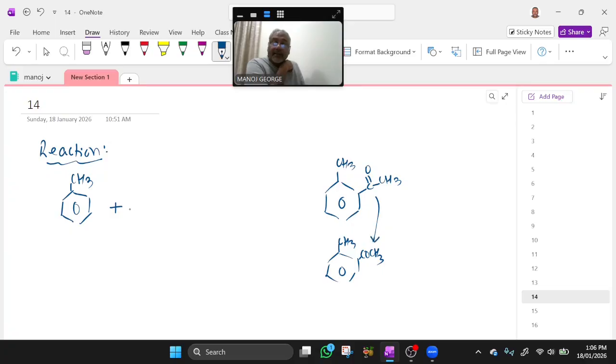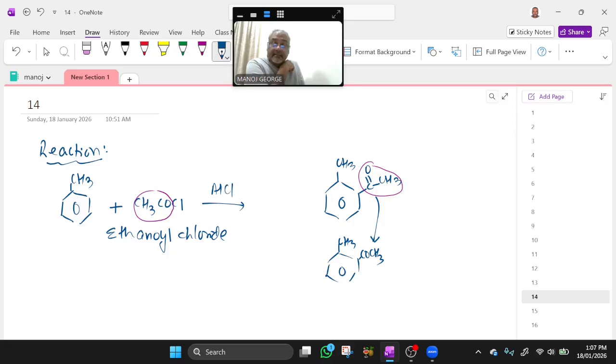So what do I need to get COCH3? I need an acyl chloride that can give me COCH3, which means I need CH3COCl. See, this is what I need, CH3CO, and this is ethanoyl chloride. I'm going to give you some other practice questions after this. And then, of course, I need my AlCl3 and I need heat.